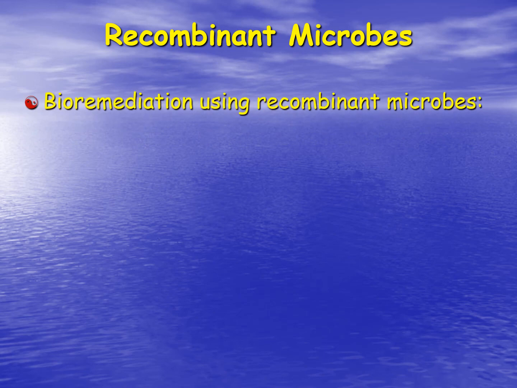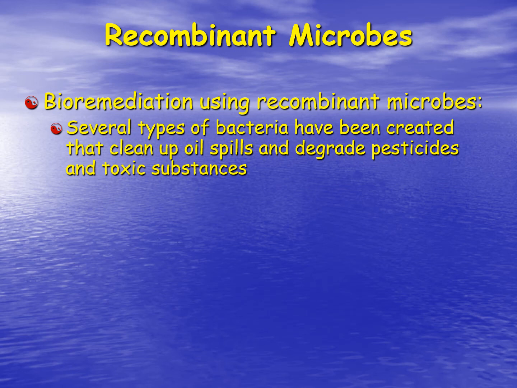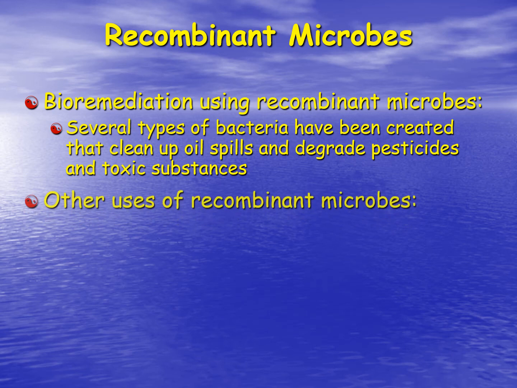Bioremediation can also use recombinant microbes. Several types of naturally occurring bacteria can actually clean up oil spills or degrade pesticides. But we can take the genes of those bacteria and put them into other bacteria that replicate at a higher rate and create these recombinant bacteria that now can eat up the oil or degrade the pesticides or other toxic substances in the environment.